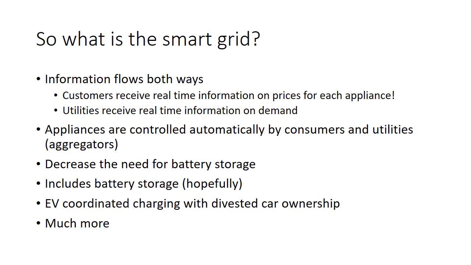Hopefully, the smart grid includes battery storage, and we might have electric vehicles with coordinated charging and divested car ownership. In other words, we might see fleets of electric vehicles that are owned by a company like Lyft or Uber, and we'll see people not owning cars in the future and just purchasing rides in an electric vehicle owned by Lyft. Lyft will then basically have a mobile battery storage unit. It's the cars, and they can be paid to fill up their batteries when the prices are low, and then they can even plug their cars back in and provide power to the grid when prices are high or during the peak period.